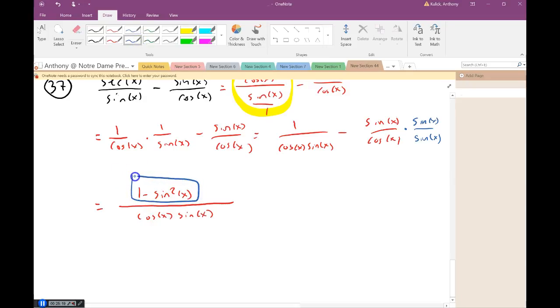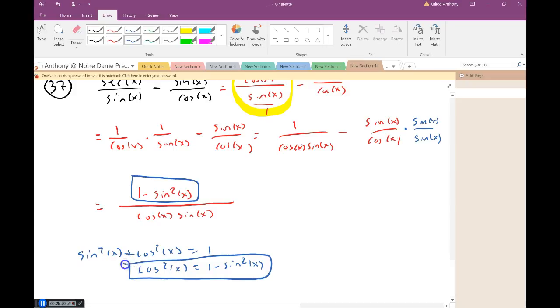And do you remember anything about this fella? Yeah, so remember we had the Pythagorean identity here, and if we subtracted, say, sine squared from both sides, we got this identity. And that's what we're going to use up here.